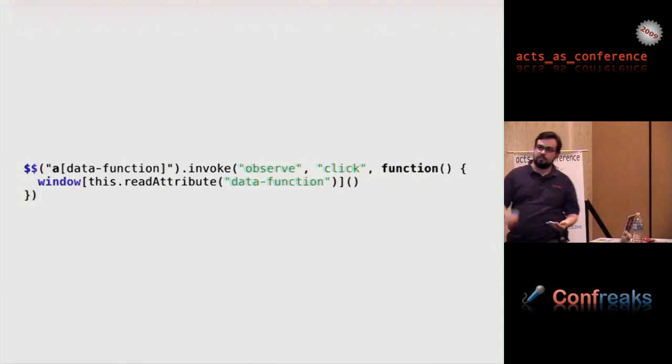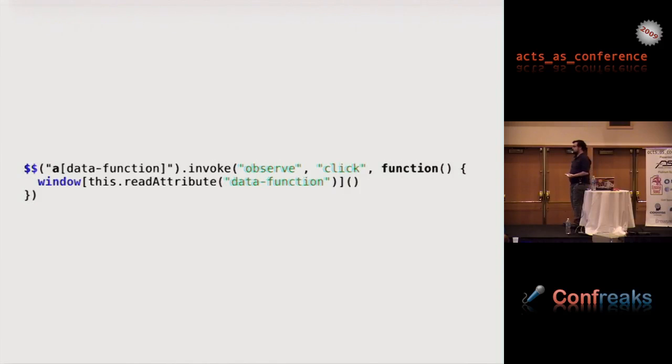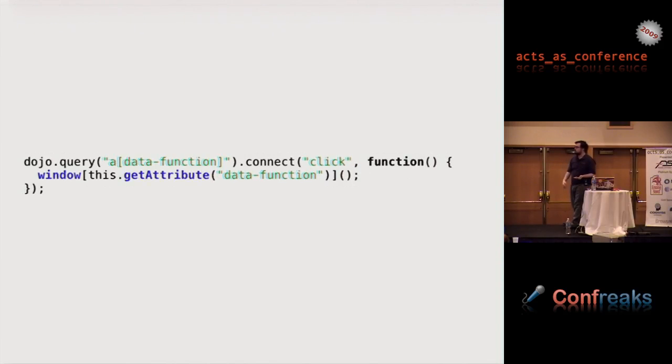If you're using Prototype, you can do roughly the same thing, $$('a[data-function]').invoke('observe', 'click'). It's a little more verbose, but it does pretty much the identical thing. Then you read the attribute. Dojo has dojo.query. It's connect.